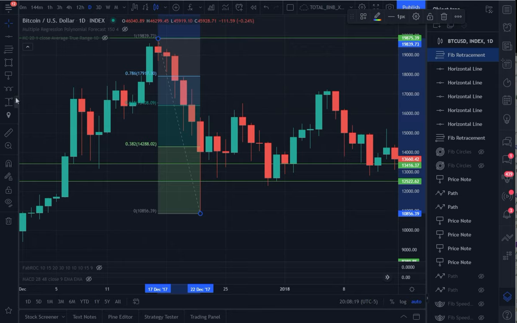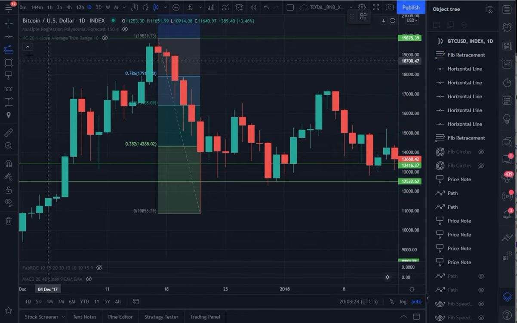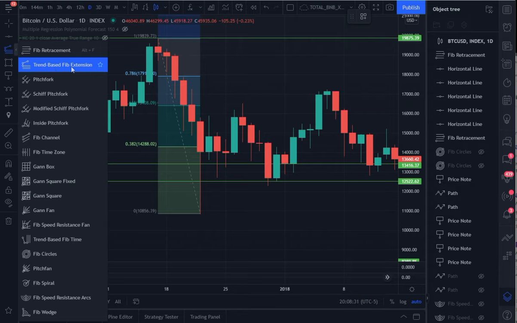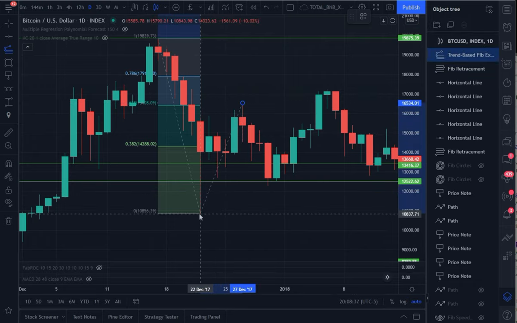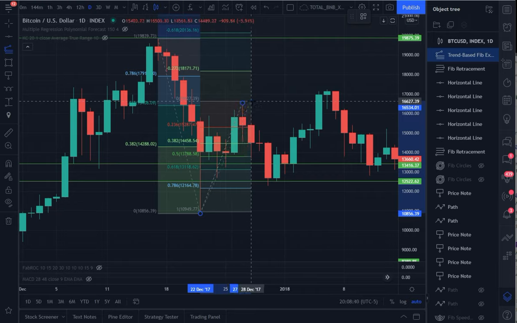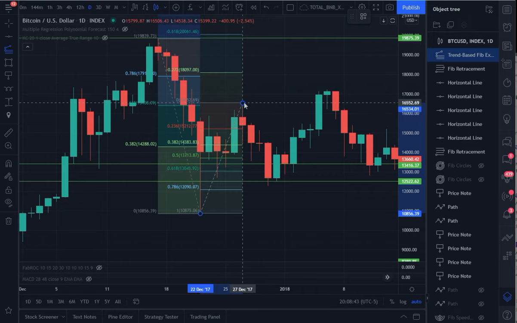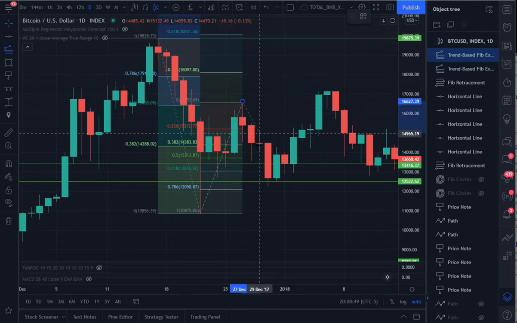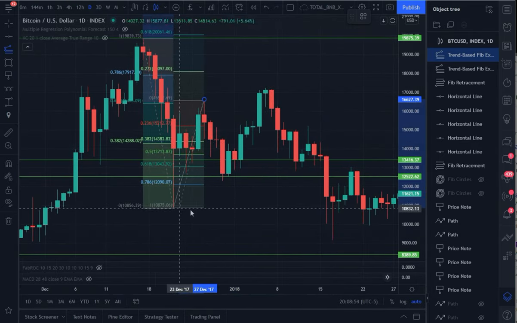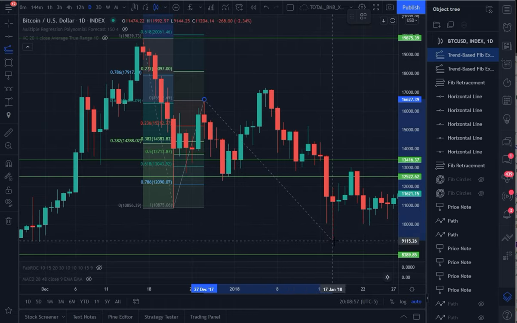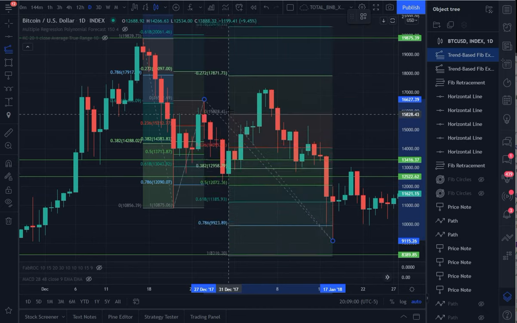So my wave, I will not draw the wave now, but this will be my wave. We will draw waves later. Let's do this extension, trend fib based extension. And starting from here, going down to here, and going up to here for the extension. Now the same with the extension, going to here, down to here, or we want to spot the next lowest line here, like this one, because this is all a trend.